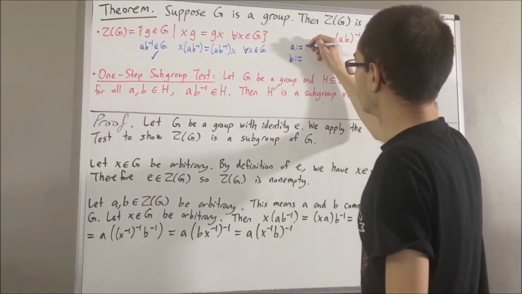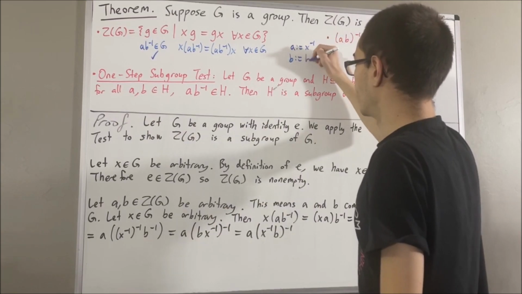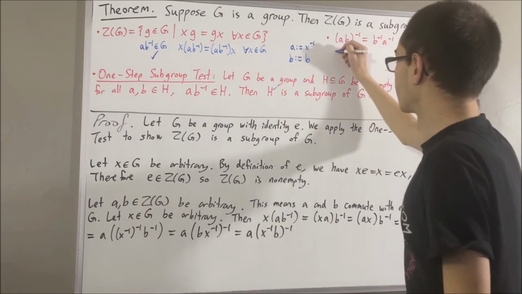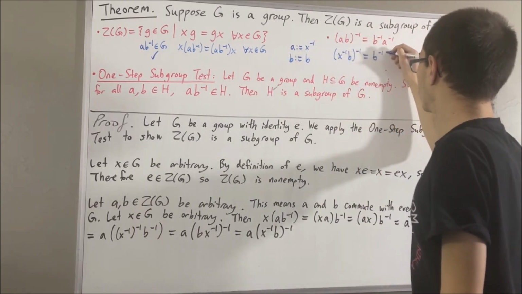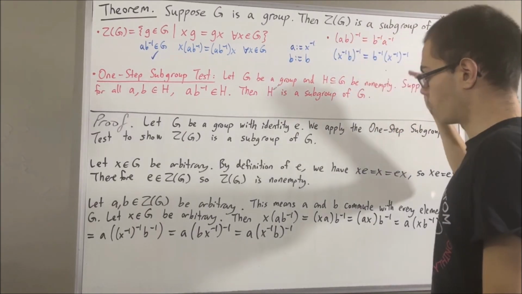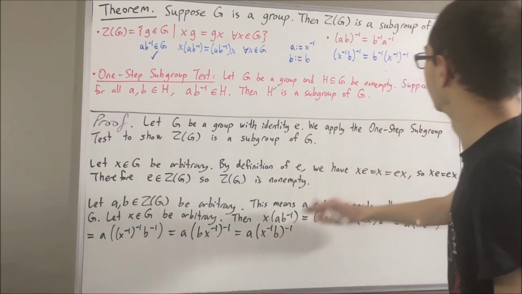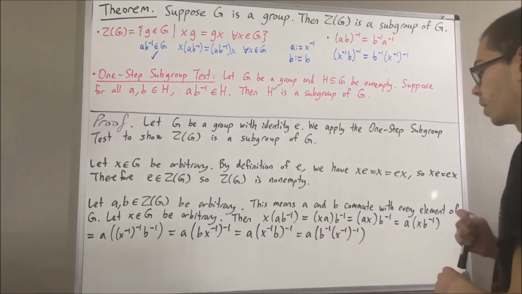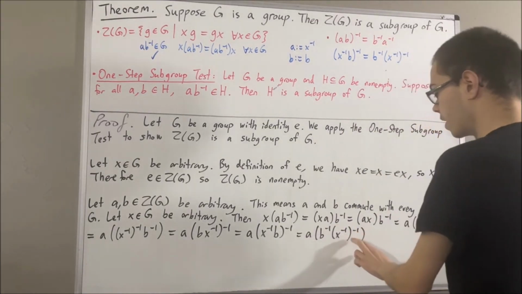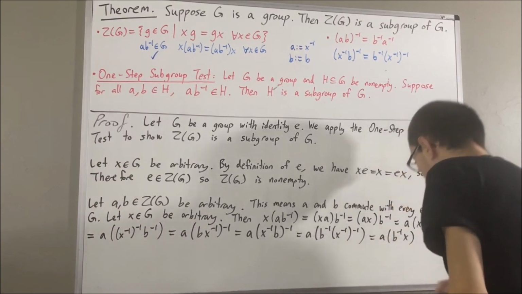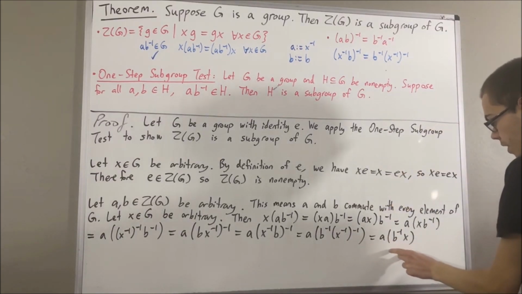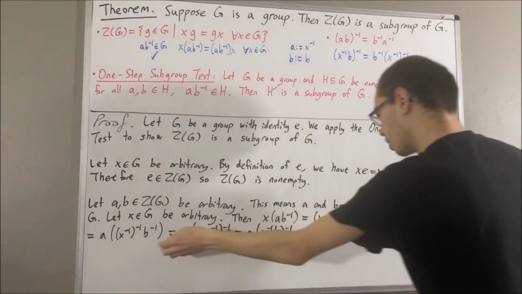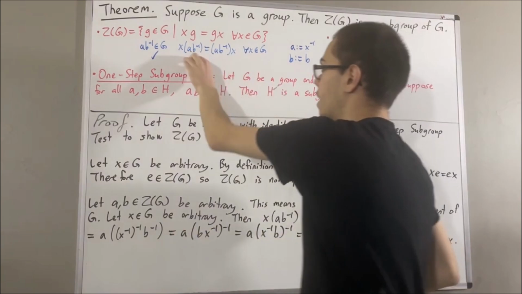But in this case, we're going to take a to be the inverse of x, and we're going to take b to be b. With these two choices, this becomes this. So really, we can replace this guy with this. But again, we know that x inverse inverse is equal to x. And then, by associativity, we can move these parentheses around a b inverse. So, this chain of equalities shows that these guys are equal.